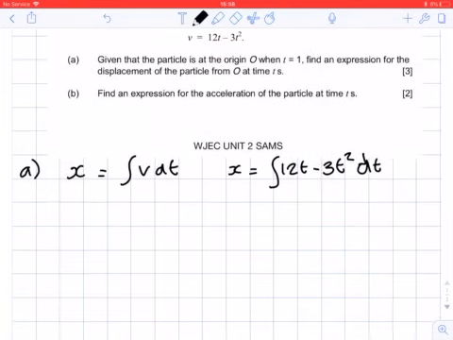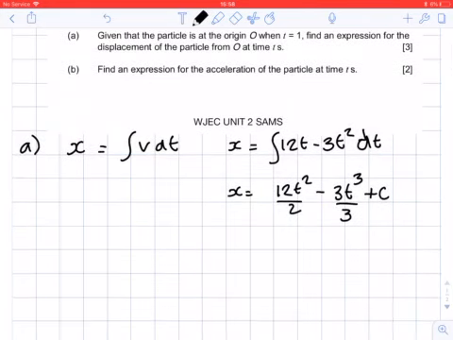So integrating, I would add 1 to the power and divide by the new power in all my integrals. So I get 12t squared over 2 minus 3t cubed over 3. And don't forget your constant of integration because these are indefinite integrals. I can simplify this a little bit to 6t squared minus t cubed plus c.